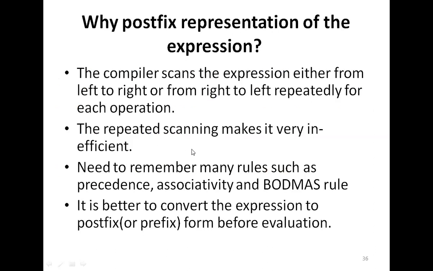So why do we use this postfix representation of the expression? Because I told you that it is very complex in case of infix expression. Whenever the compiler evaluates the expression, it has to scan all the operators that many number of times, and it has to remember all the rules to evaluate the expression in infix format. This is the problem.